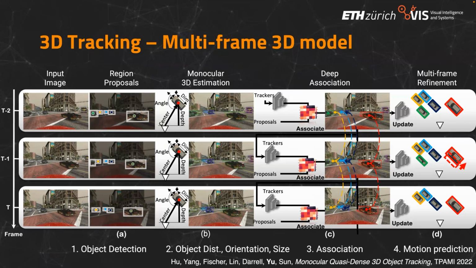There are two reasons for this. One thing is that in the 2D domain, the motion is quite erratic, in the sense that even a stationary object can move randomly in the 2D image because of the camera motion and also because of the perspective distortion. In 3D, the motion is much more regular. Very likely the object is just moving at a constant speed or with acceleration.